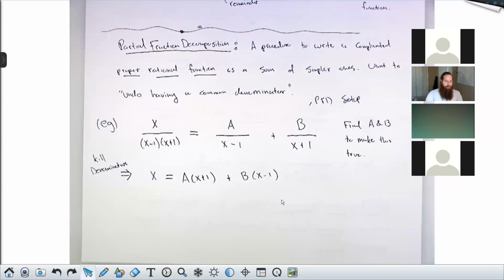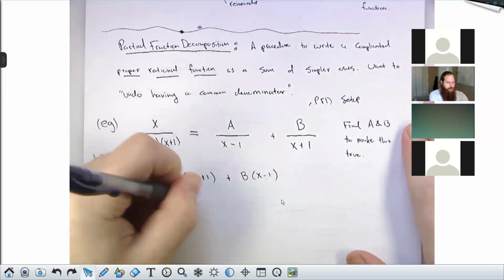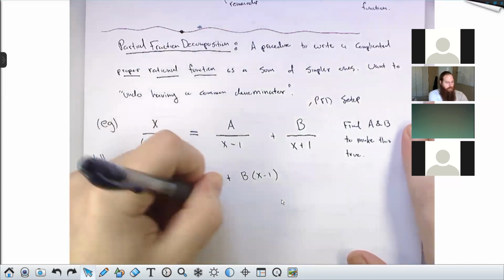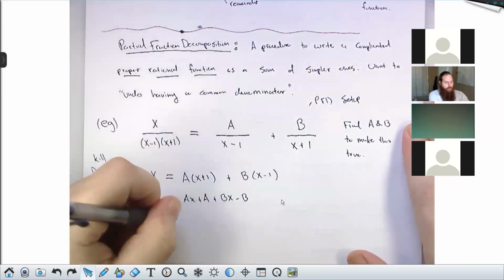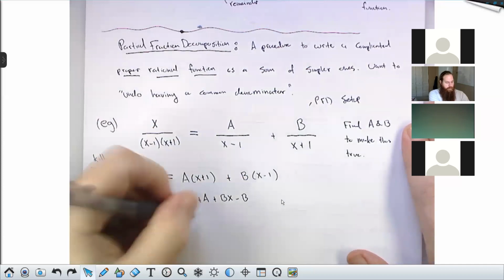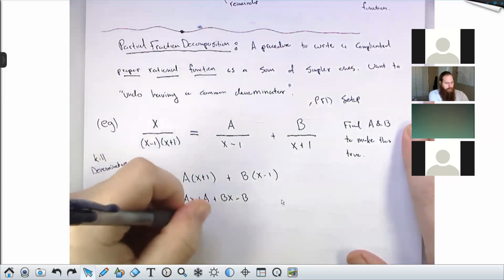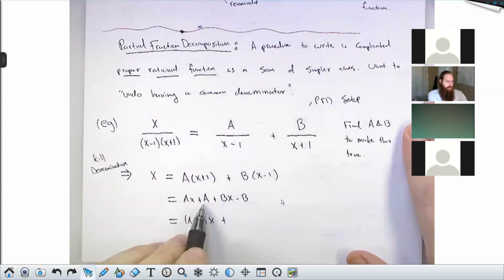The next step is to multiply everything out on the right-hand side. So this is ax plus a plus bx minus b. And then you group like terms. You group powers of x. So this is ax plus bx. That's a plus b times x. And you group the constant terms. That's a minus b.